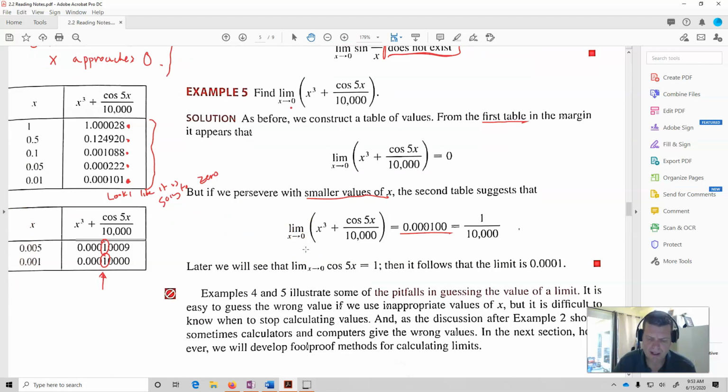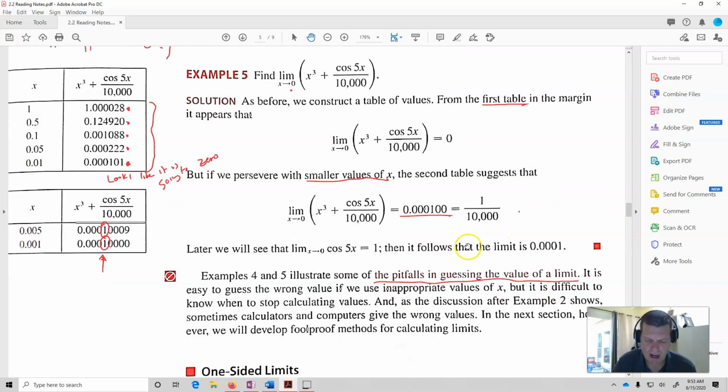Okay. Now I've got a little part here. Examples 4 and 5 illustrate some of the pitfalls in guessing the value of a limit. Got it. So we don't necessarily want to guess the value of a limit because it's possible that the limit might not exist, right? Or that we just don't take enough values, like the second part of example number 5. I didn't get small enough, right? It is easy to guess the wrong value if we use inappropriate values of x, but it is difficult to know when to stop calculating values.